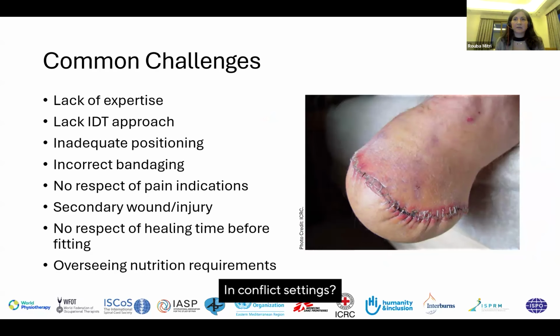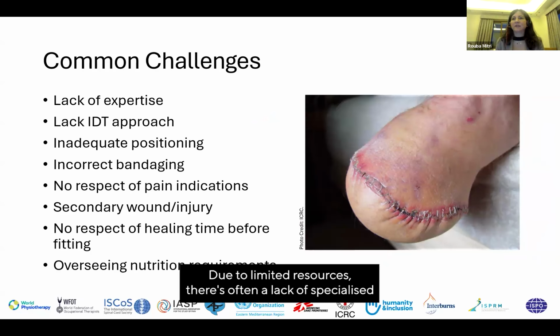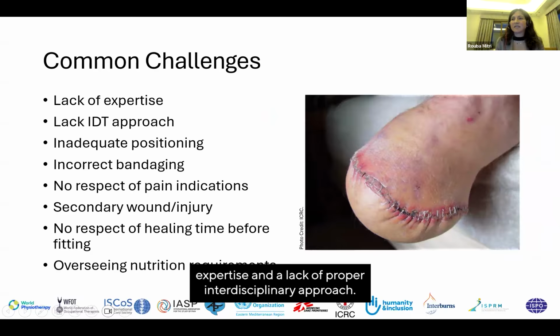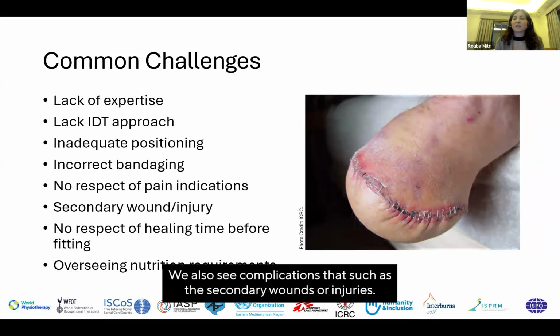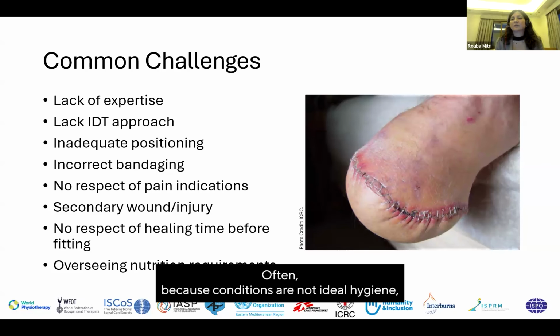In conflict settings, due to limited resources, there's often a lack of specialized expertise and a lack of a proper interdisciplinary approach. This can lead to issues like poor positioning, incorrect bandaging, and not fully respecting the patient's pain. We also see complications such as secondary wounds or injuries, often because conditions are not ideal.